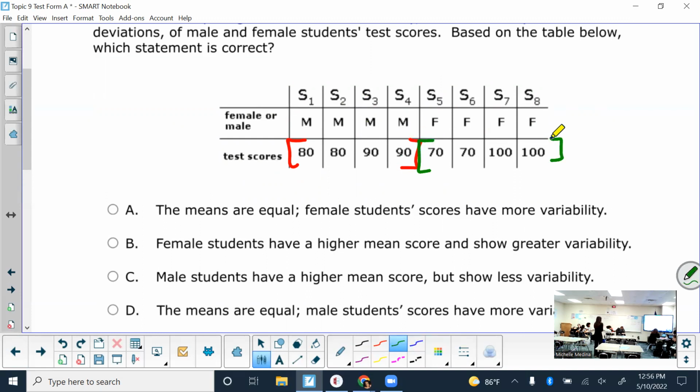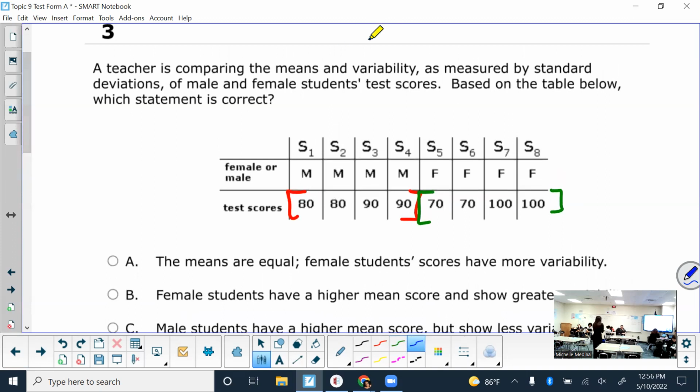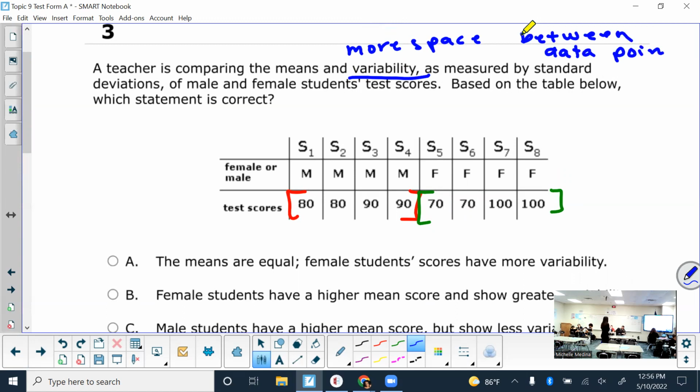So we're talking about which one has more variability. What does variability mean? Good, exactly. So more space between the data points. So then which one has more variability, the males or the females? Good, the females have more variability. So which answer option says that? Well, actually first there's multiple things in here. It talks about the means.